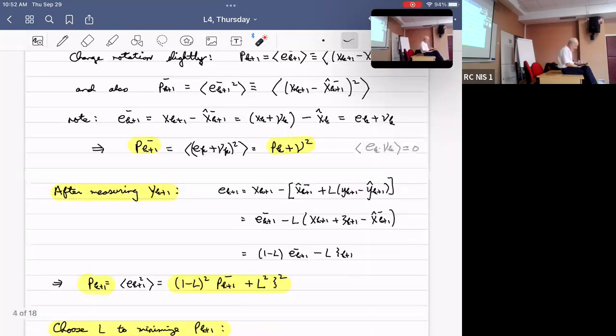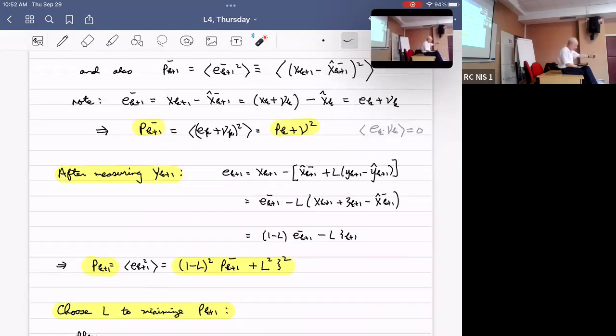After making a measurement y at time k+1, the error is going to be x_{k+1} minus the old prediction plus the correction. Again, we can take y_{k+1} and express it as x_{k+1} plus the measurement noise and gather all the terms. So we can relate this in terms of the predicted error and the measurement noise. Now we see that the observer gain is entering into both of these terms. When we square it, we'll have a quadratic form, where this is (1 minus L) squared, and this is L squared.